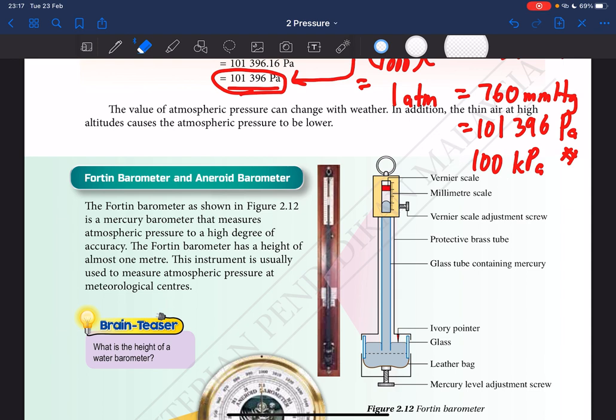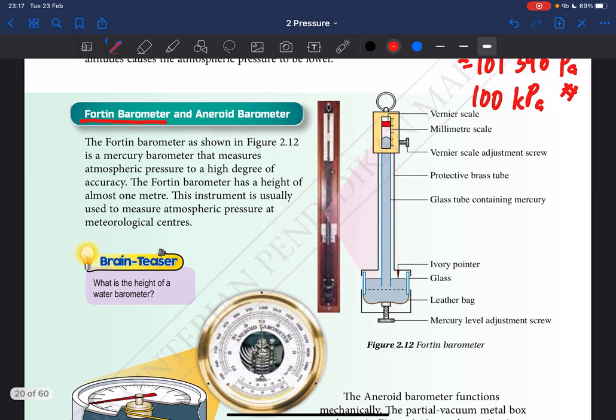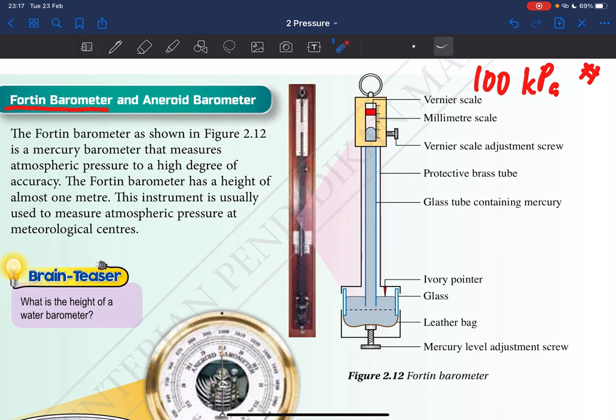Okay. So how does this Fortin barometer work? Actually, this is just a modified version of the simple barometer. What happens here is when there's a change of air pressure or atmospheric pressure, the level of the mercury here will change, either increasing or decreasing.